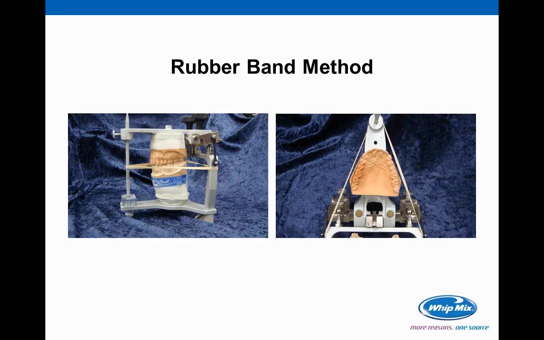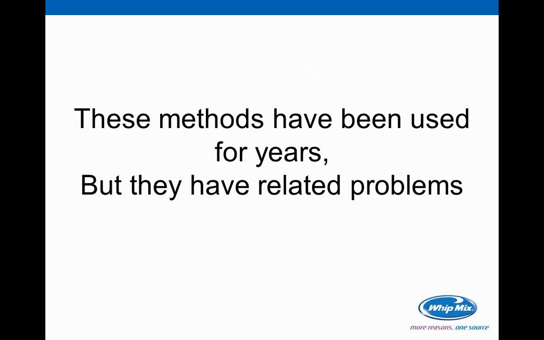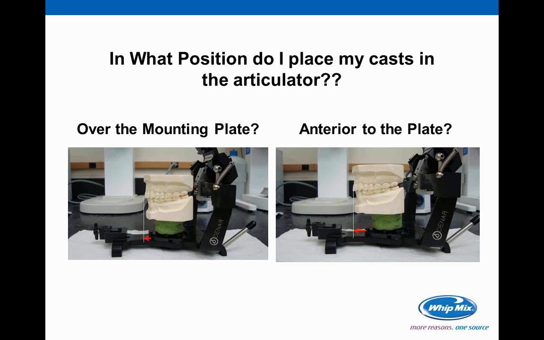This is the rubber band method, where we simply stretch a rubber band and then we try and locate the casts within that triangle of the rubber band, which is not a bad idea. It gets us relatively close to what we're doing. But there are, with all of these systems, related problems. Let's talk for a moment about some of the problems that come along with those systems.